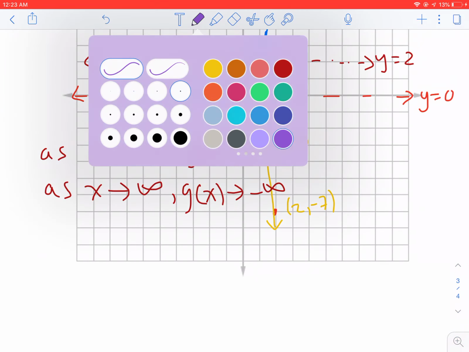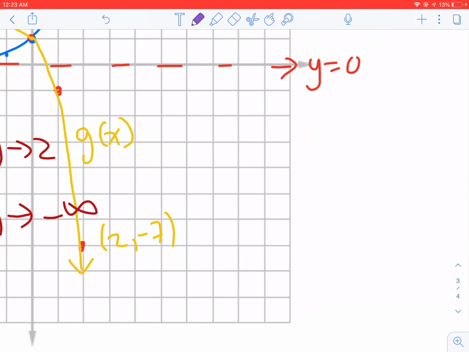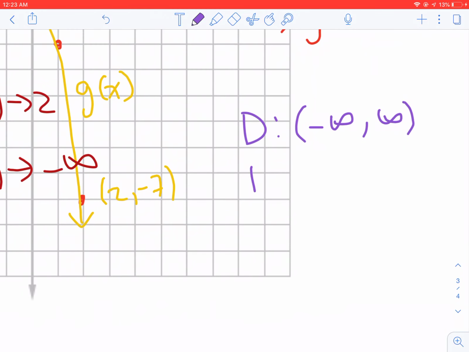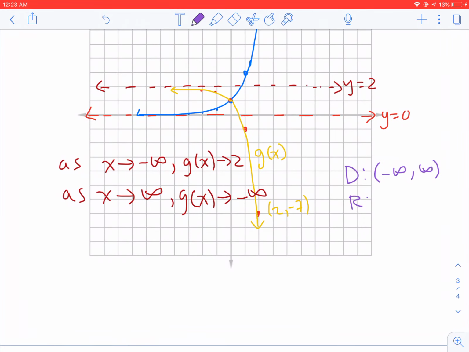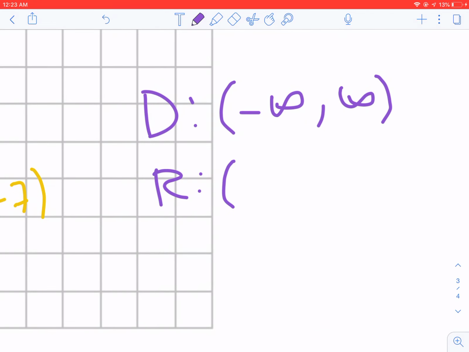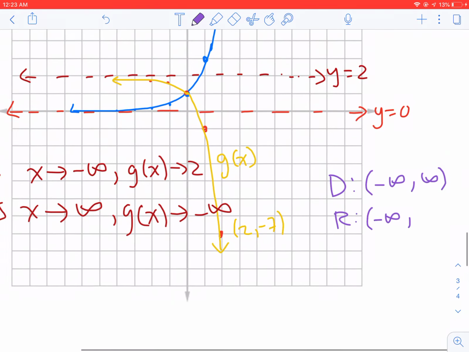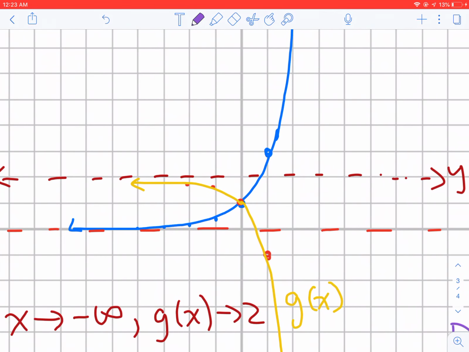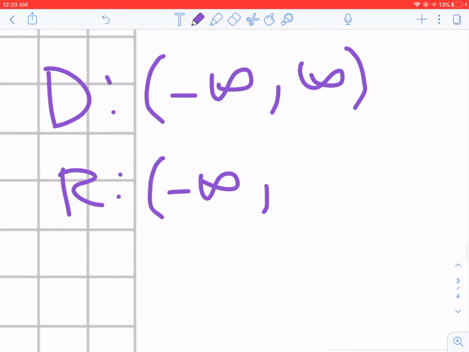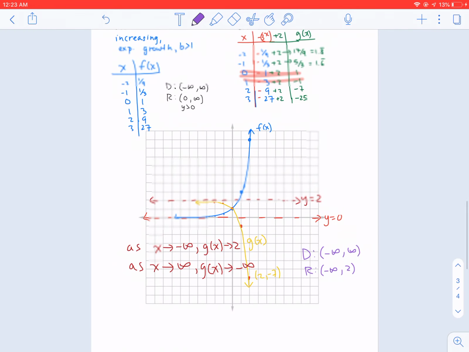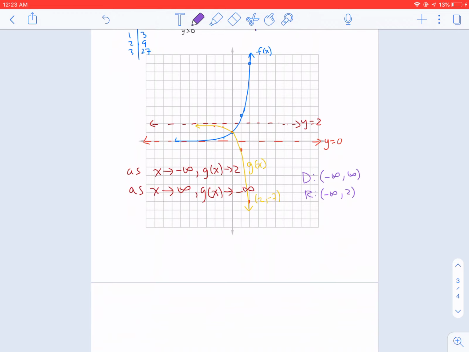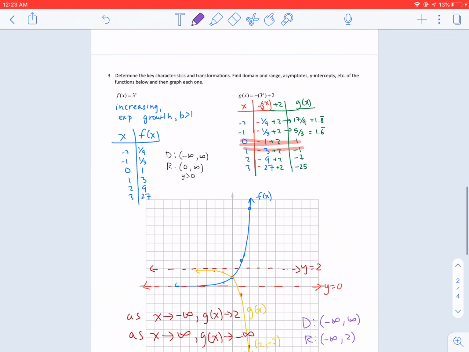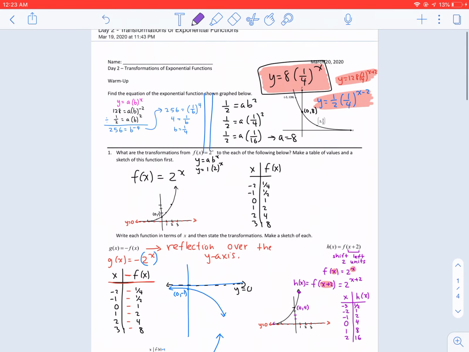And lastly, domain and range for g of x. Domain, again, all real values. And range, remember to start with negative infinity, lower value first. So there's an arrow going down, negative infinity, and the upper value for the y's is going to be at that horizontal asymptote, y equals 2. And there we go. That's going to be it for transformations. If you have any questions, let me know.